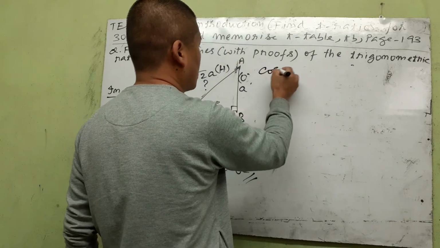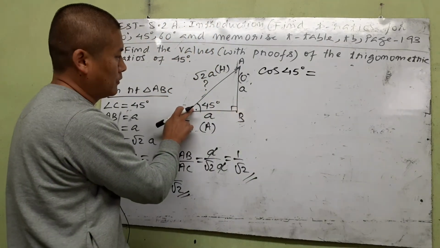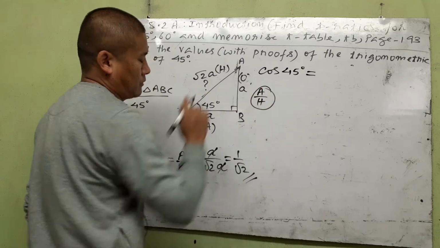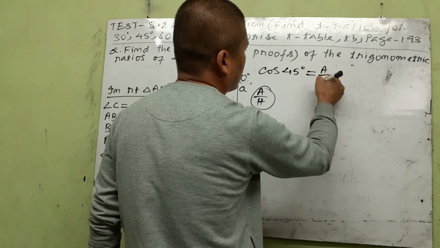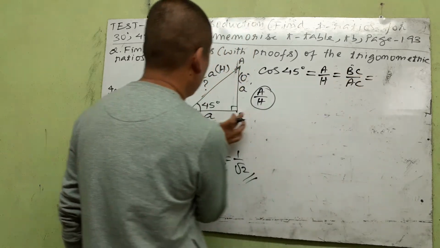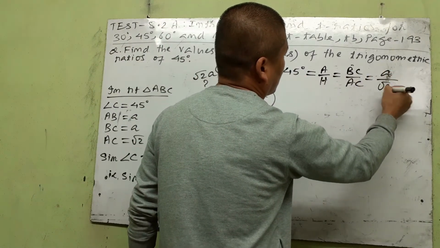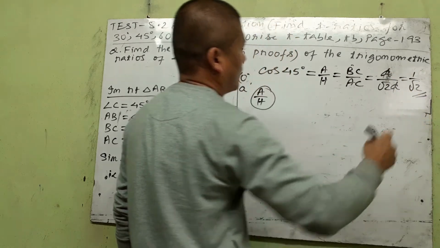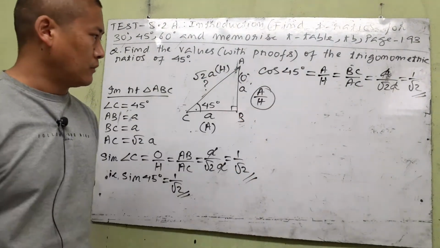Second one is cos. Directly I'm putting 45 degree, meaning the 45 here is C. Adjacent by hypotenuse. We can do directly now. Adjacent here is BC, so BC by hypotenuse AC. A by root 2A again. So these two cancel. So cos 45 is also 1 by root 2. We notice the sin 45 and cos 45 degree have the same value.